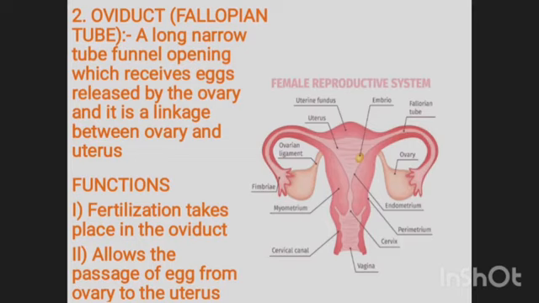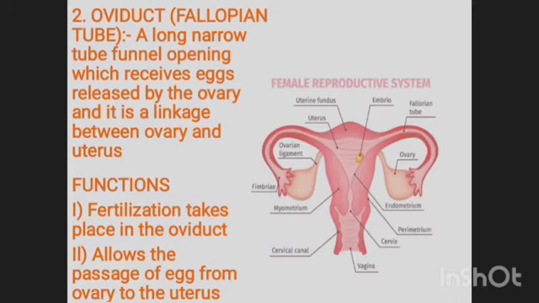So here it is. This is the fallopian tube. All right. So it's a long tube that receives the egg. Once the egg is produced here in the ovary, these are the ovaries, the egg moves through this tube. And it's a linkage between the uterus and the ovary. So the connection between this part and this part is the what? Fallopian tube.